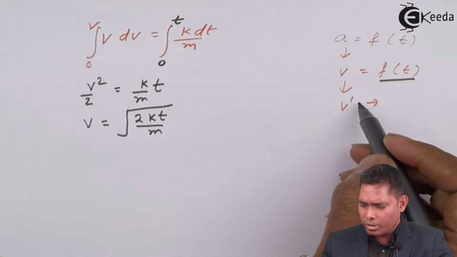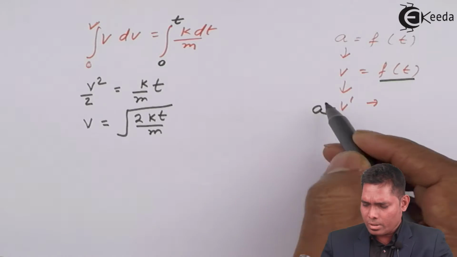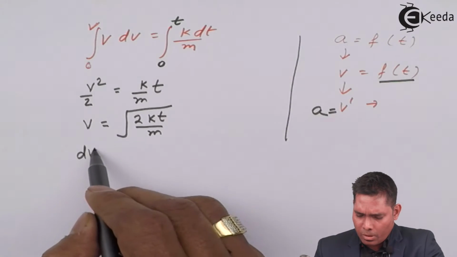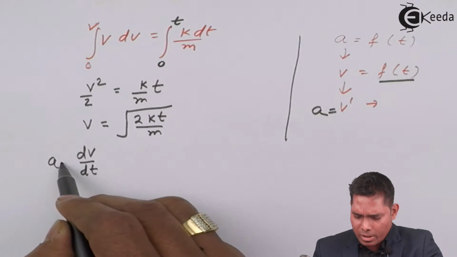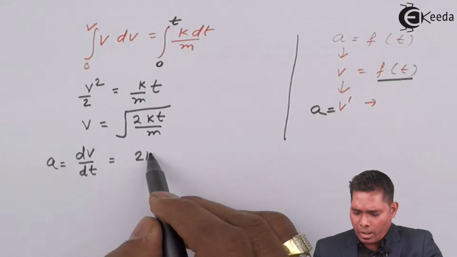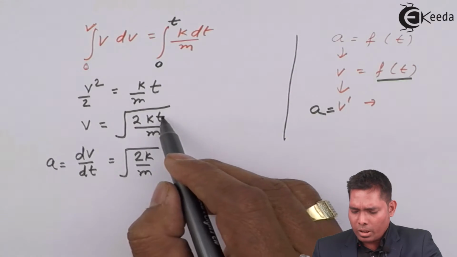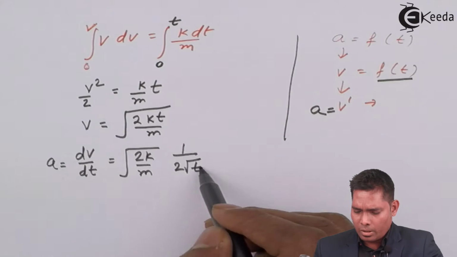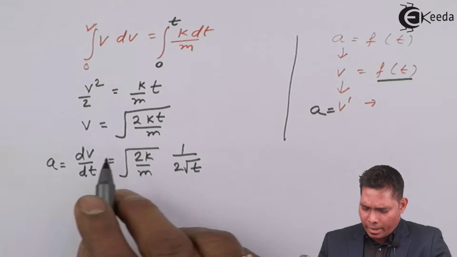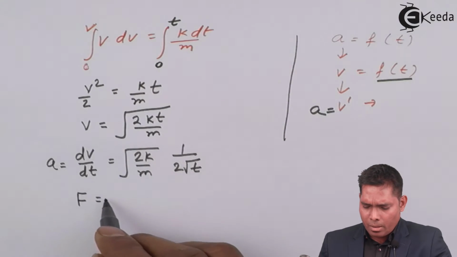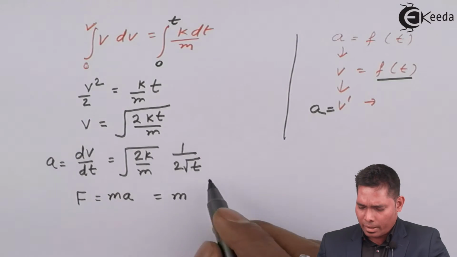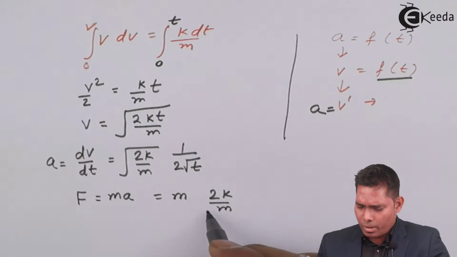If I differentiate this equation, then this is my acceleration. So dv over dt, which is my acceleration, is the differentiation of this with respect to time, which is the root of 2k over m, and the derivative of root t is 1 upon 2 root t. So from here I am getting a. The force is mass into acceleration, so this is m times root of 2k over m into 1 over 2 root t.